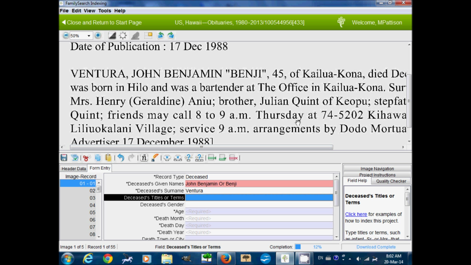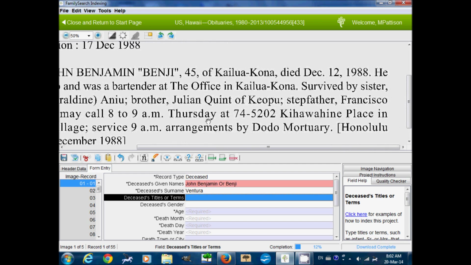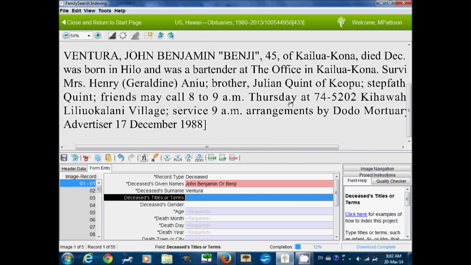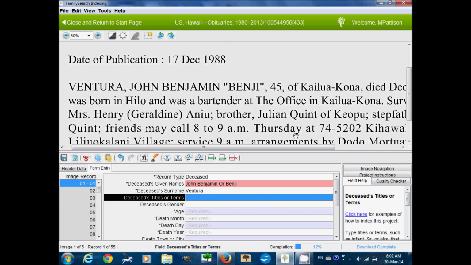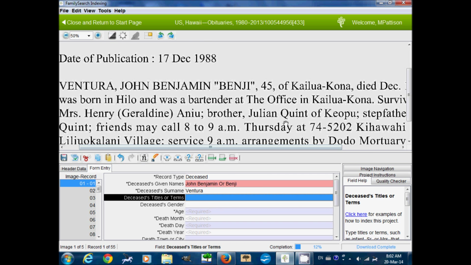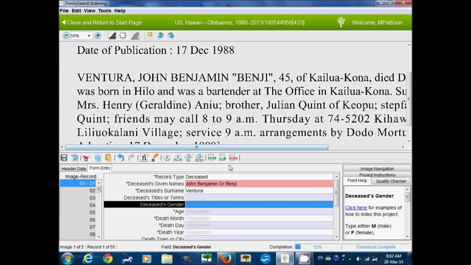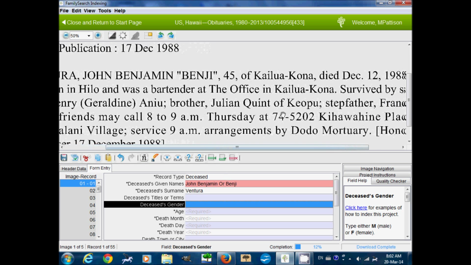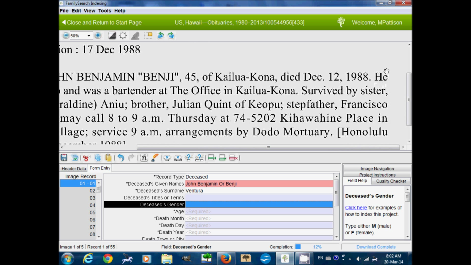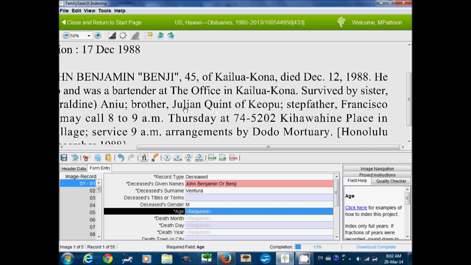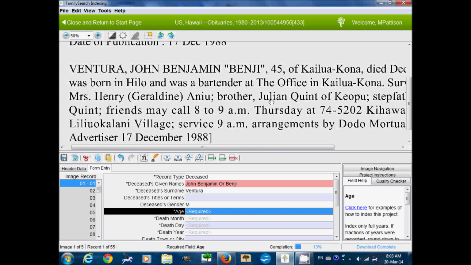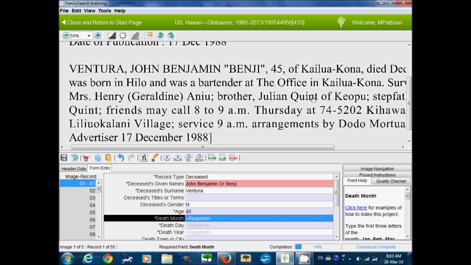Okay, titles and terms. So this is where sometimes you need to really look through the whole obituary and make sure that it's not mentioned somewhere that it says Mr. or Mrs. somewhere later on, and it doesn't in this case. Okay, gender. We can't guess the gender from the name. We need to look and find, okay, here it says he. So we know it's a man from that, or if it had said Mr. somewhere. Okay, age, that's here, 45.